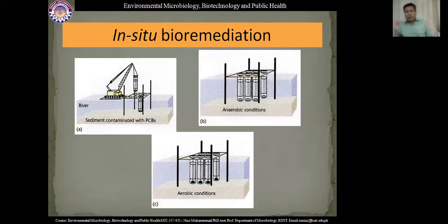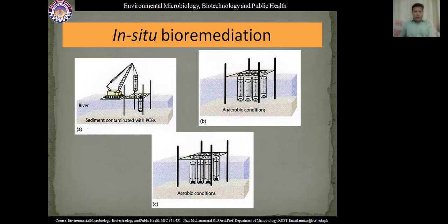This is in situ bioremediation. In our previous talk, we discussed in detail that in situ bioremediation is the biodegradation of pollutant at the place where the pollution is present. Where the pollutant is present, we have to treat it at that site. That is called in situ bioremediation.